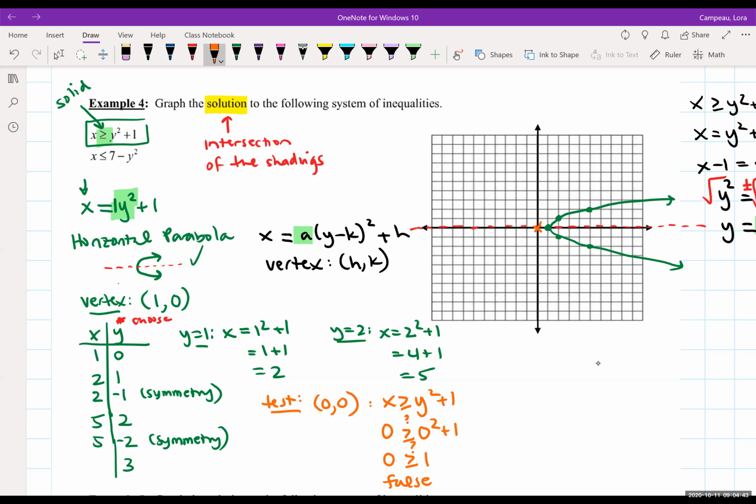So if you get a false statement, then we should be looking at shading on the inside of the parabola. I'll use vertical lines to help me understand this shading. Right here.